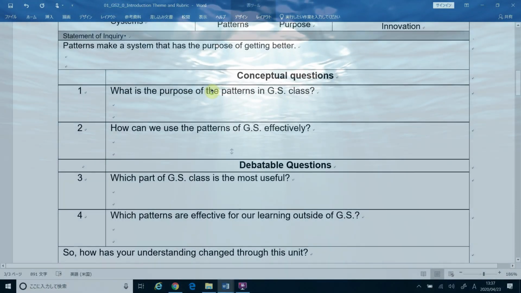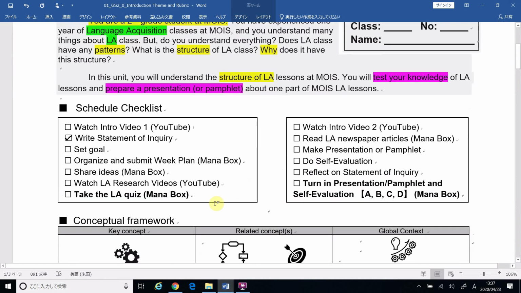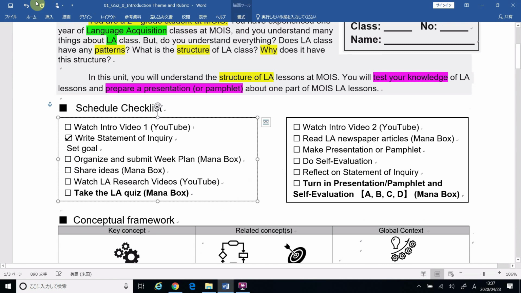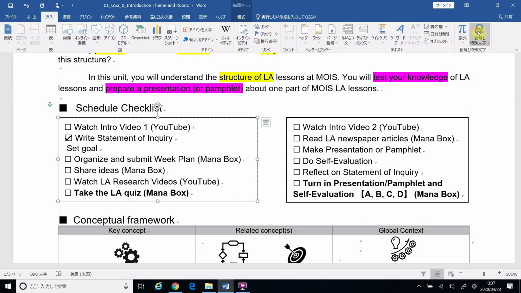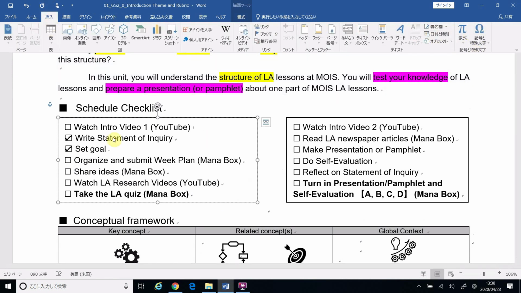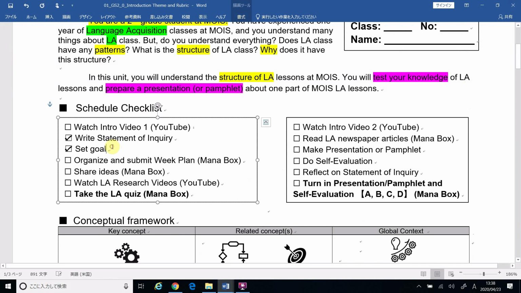Let's go back up to the top. Now, I just finished setting my goal, so I can put a checkbox. All right, I'm finished with that. Next, I need to organize and submit a week plan to Manabox. Organize and submit a week plan on Manabox.